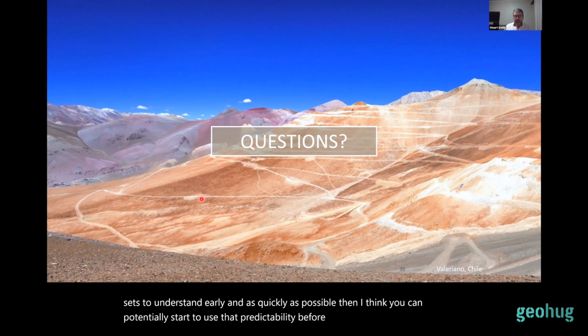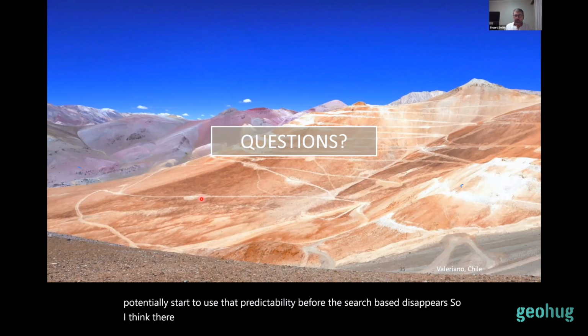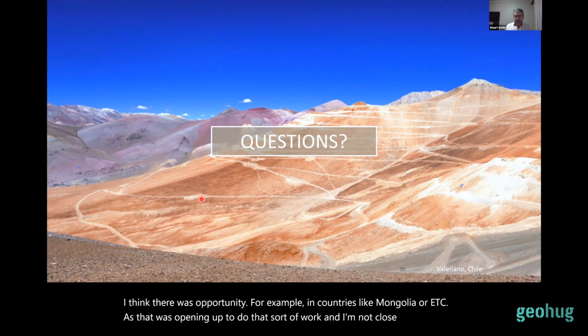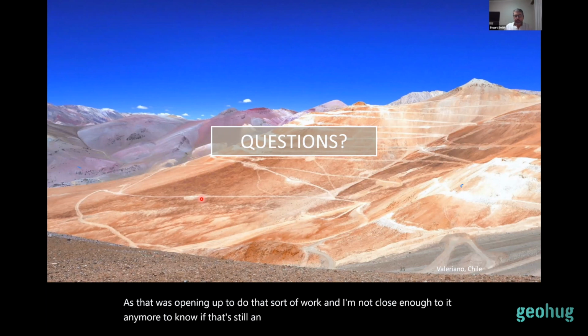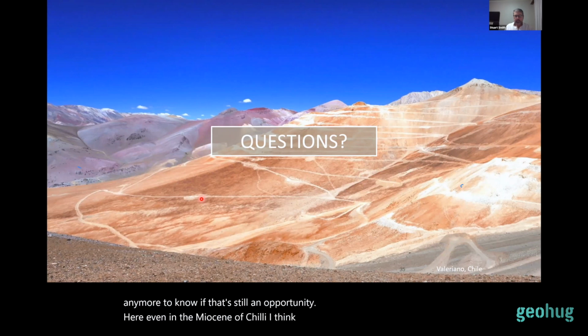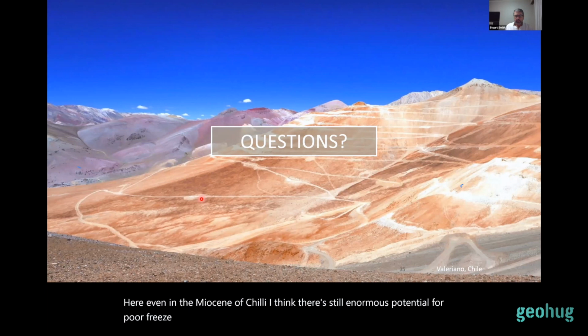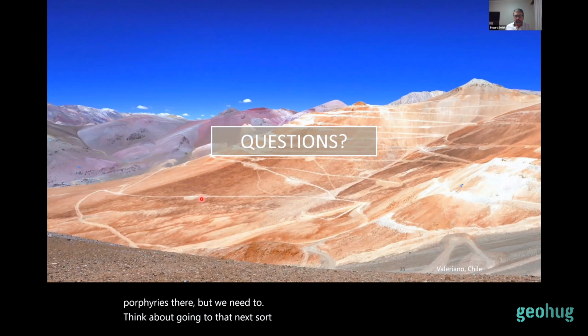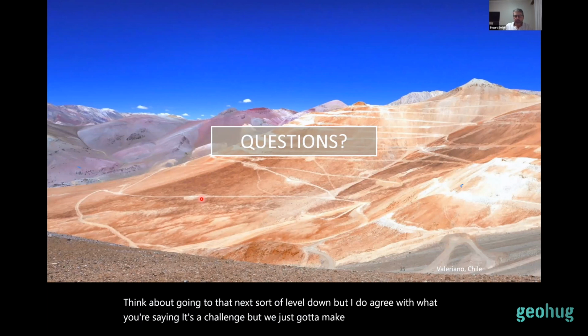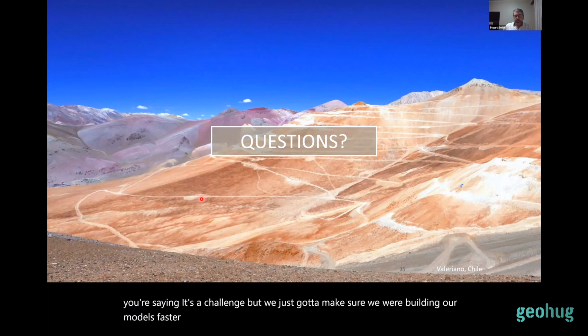So I think there was opportunity, for example, in countries like Mongolia, as that was opening up, to do that sort of work, and I'm not close enough to it anymore to know if that's still an opportunity. Here, even in the Miocene of Chile, I think there's still enormous potential for porphyries, but we need to think about going to that next sort of level down. But I do agree with what you're saying. It's a challenge, but we just got to make sure we're building our models faster and better than we have traditionally in the past.